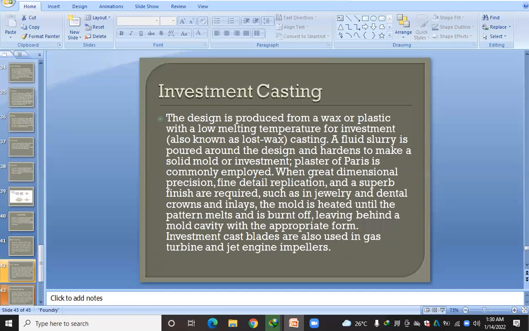Then the investment casting. Investment casting uses a design produced from wax or plastic, which has a low melting temperature, also known as lost wax casting. It gives great dimensional precision, fine detail, and superb finish. Sa investment casting, murag ginagamit siya sa mga mukha, mga mitra, kanang plastic or low melting temperature.